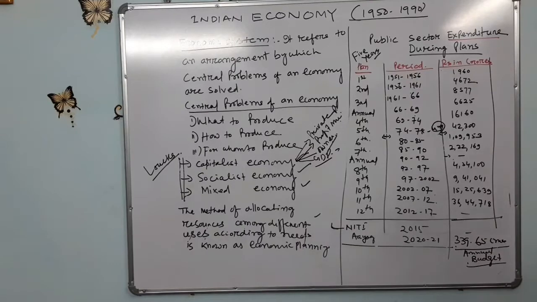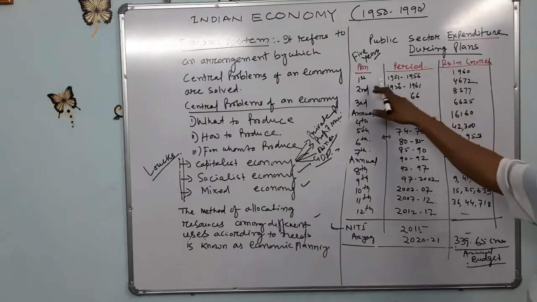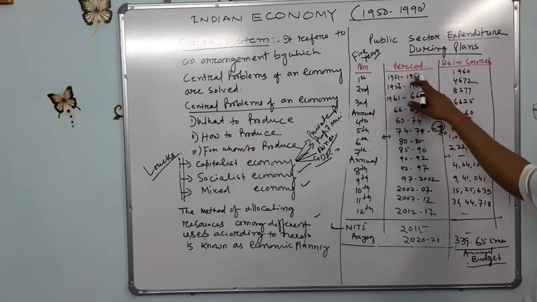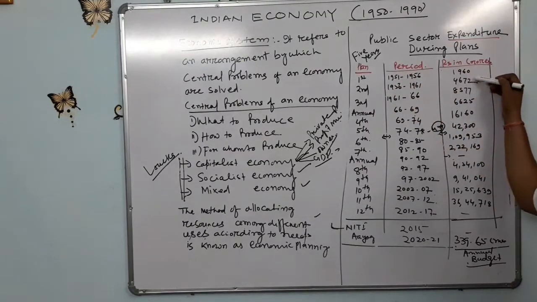If I go through the expenditures in the public sector during the five-year plans, there are different amounts in crores of rupees in the different five-year plans. The first five-year plan, 51 to 56, had only 1,960 crore rupees.